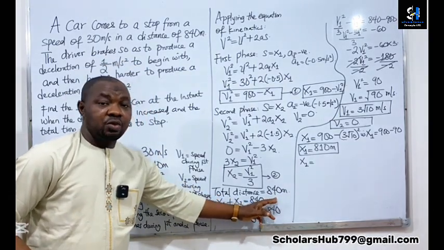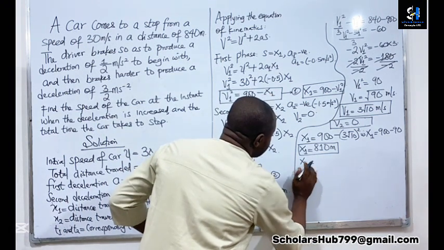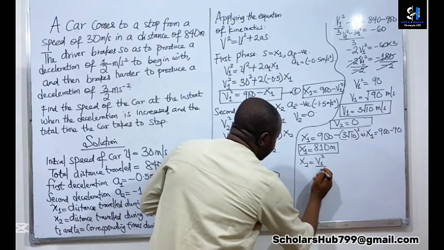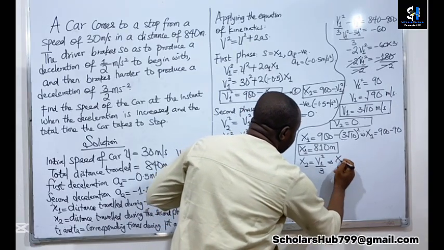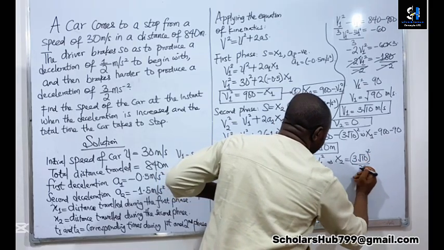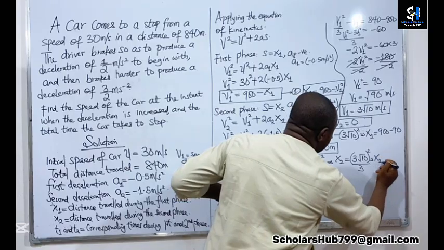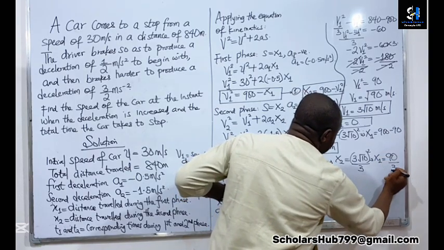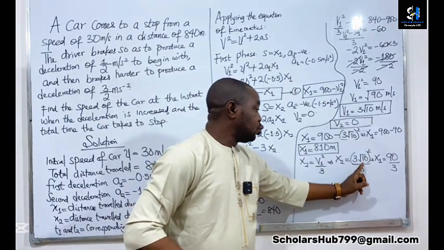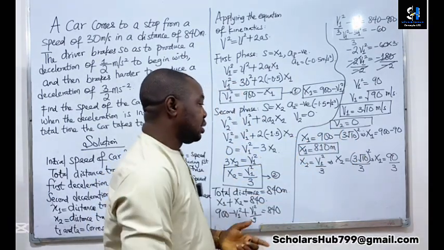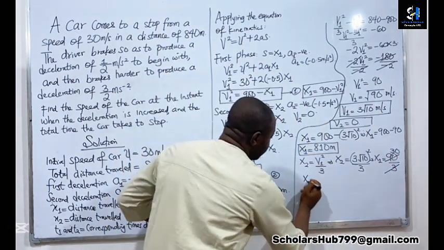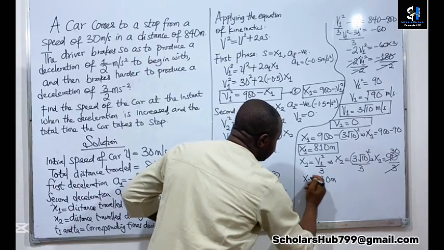Now the second distance, because we need to verify if our total distance will be equal to 840. For the second distance, we have v1 squared divided by 3. This will be x2. x2 equals 3 root 10 raised to the power of 2 divided by 3. So x2 equals 90 divided by 3, because 3 squared is 9, then root 10 squared is 10, and 10 times 9 is 90. So this will be 30. So x2 equals 30 meters.